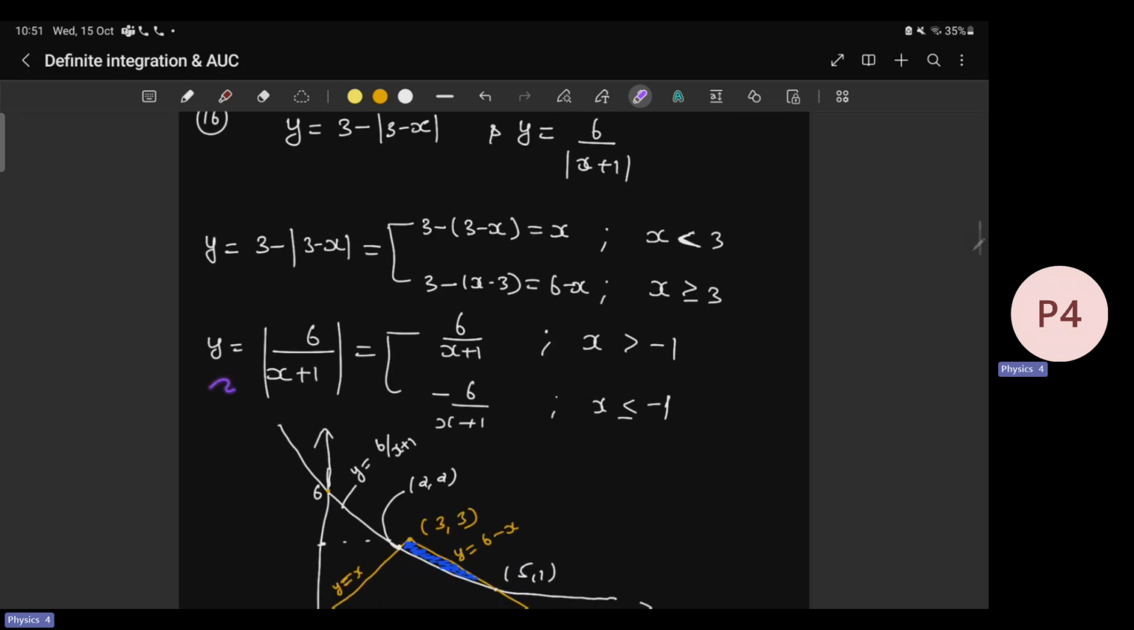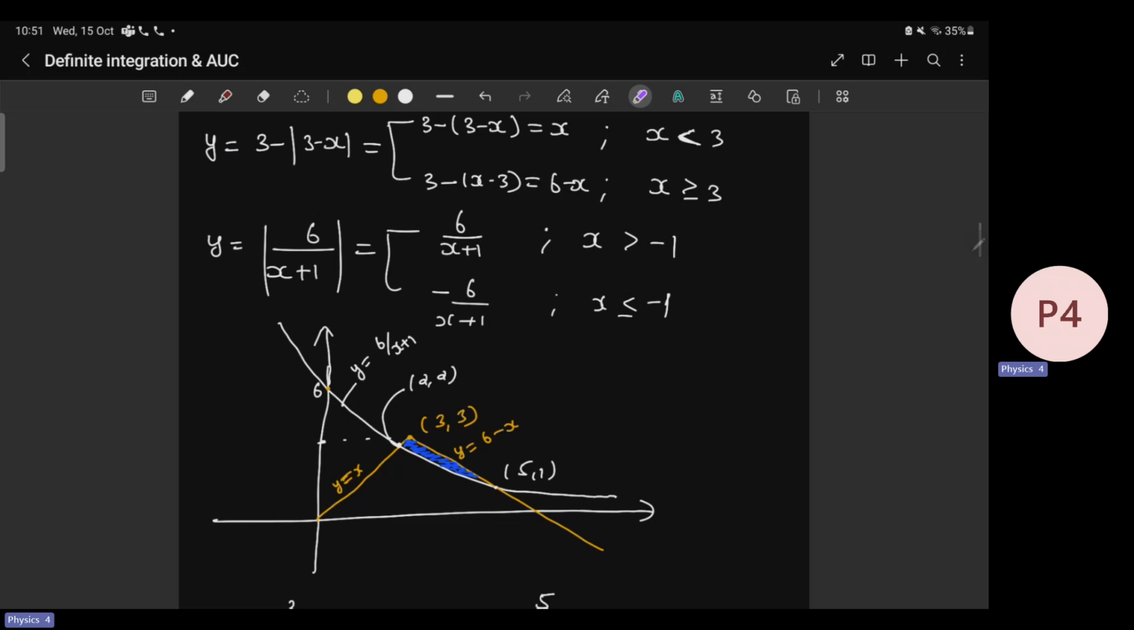Similarly, we will define the second function. For x greater than minus 1, this is positive, so it will open as it is, 6 upon x plus 1. When x is less than or equal to minus 1, this is a negative quantity, so it will open up with an extra negative sign, minus 6 upon x plus 1. Now we will draw both these curves.